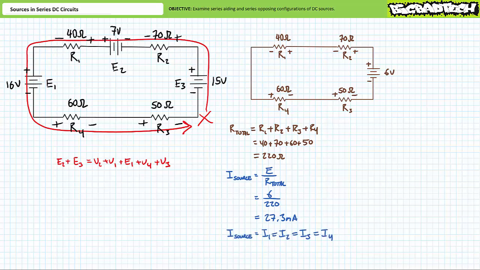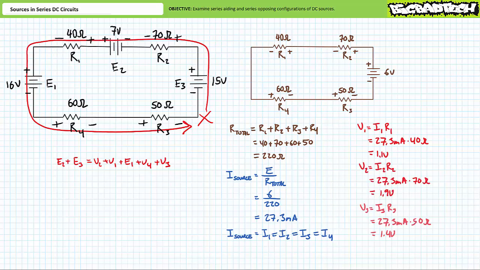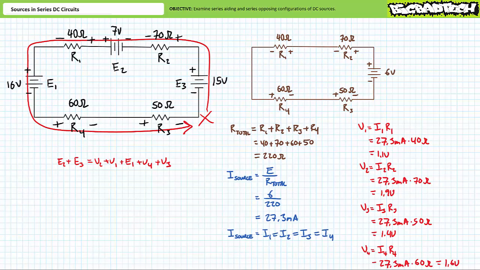Current through elements in series is the same. As a result, R1 experiences a 1.1 volt drop, R2 experiences a 1.9 volt drop, R3 experiences a 1.4 volt drop, and finally R4 experiences the remaining 1.6 volt drop. All we need to do is map these properties back to our original circuit and see if these results make sense.